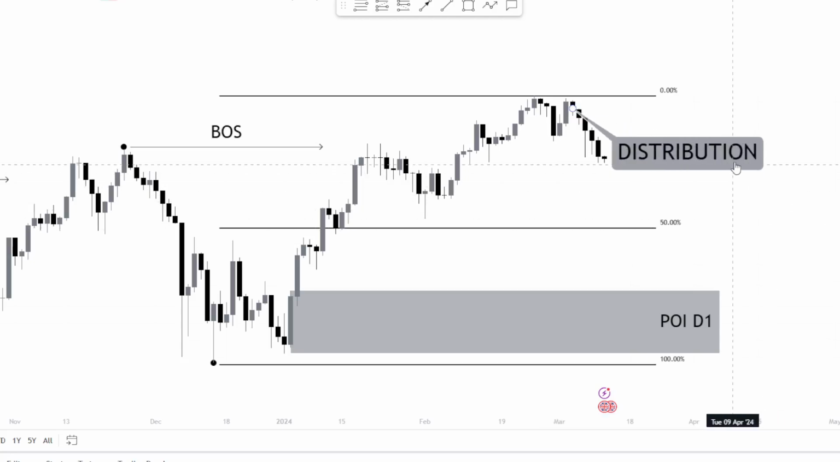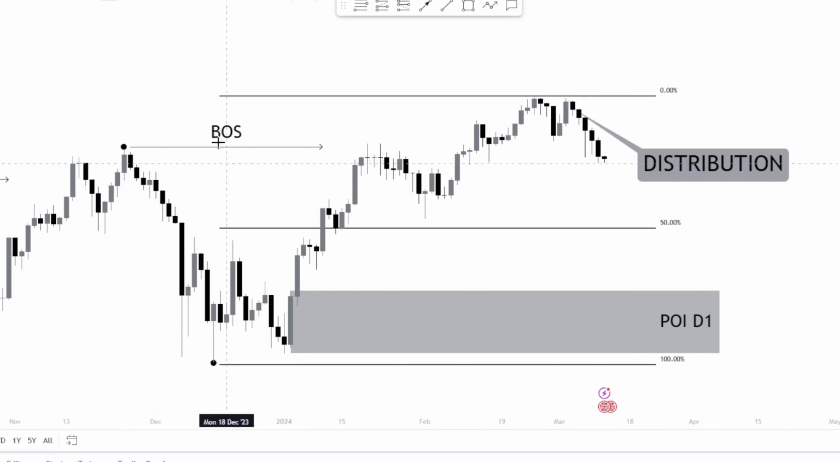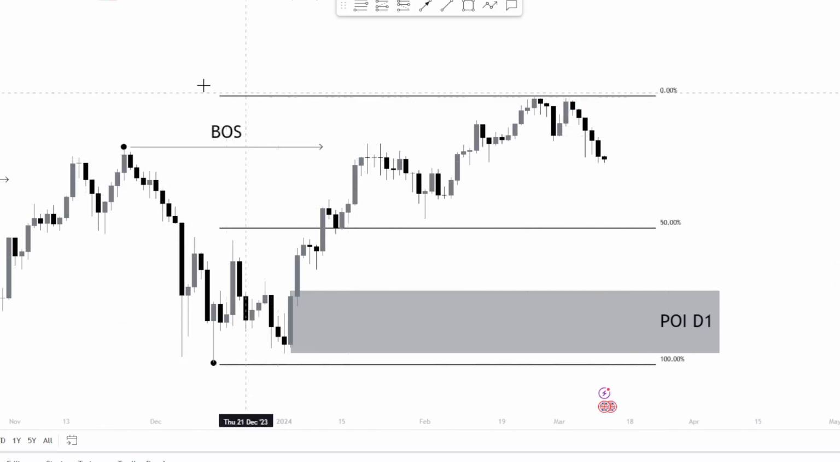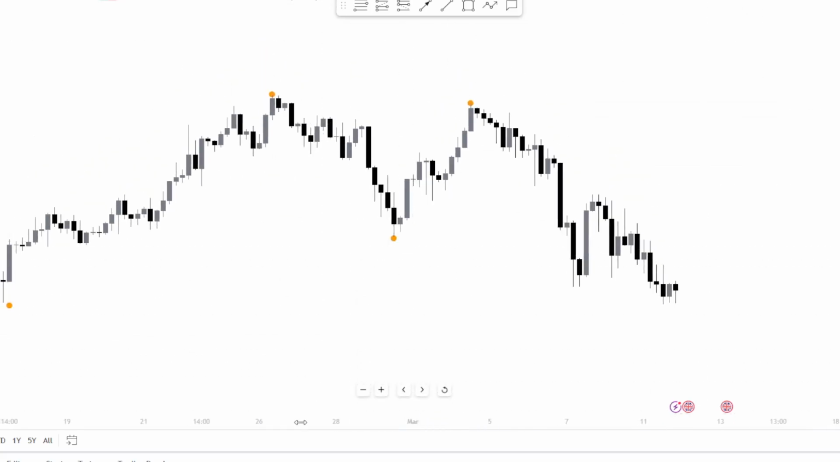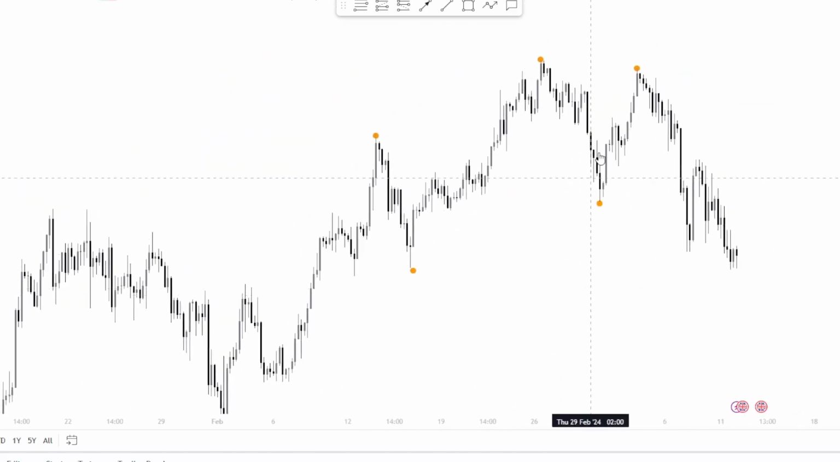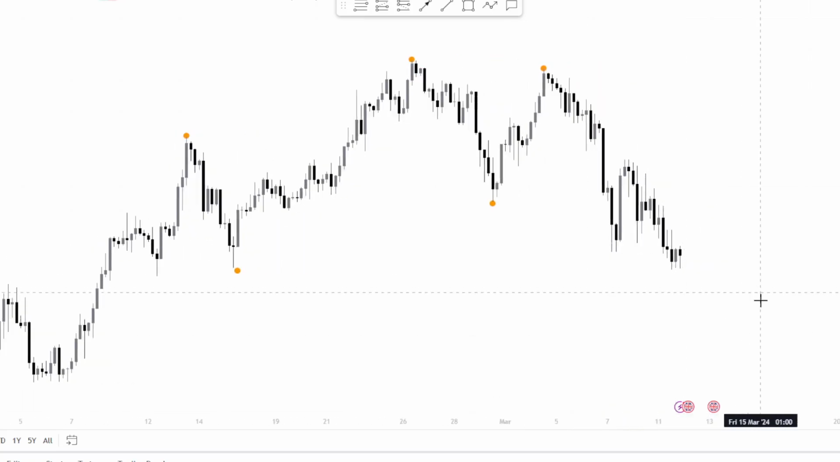And the reason we're at an area of distribution is because we're above an old high. So with that being said, let's now go down to the 4-hour time frame and dissect how we could actually get involved in the markets, right? So here we have our 4-hour structure just over here.